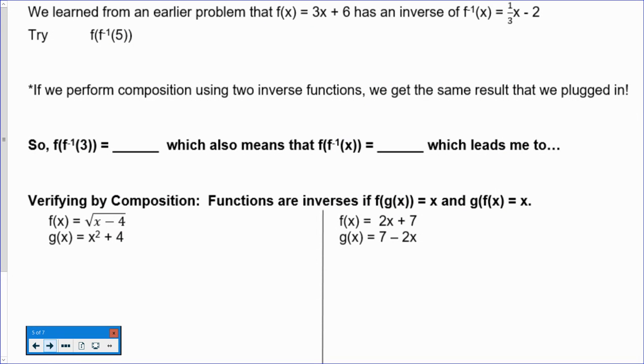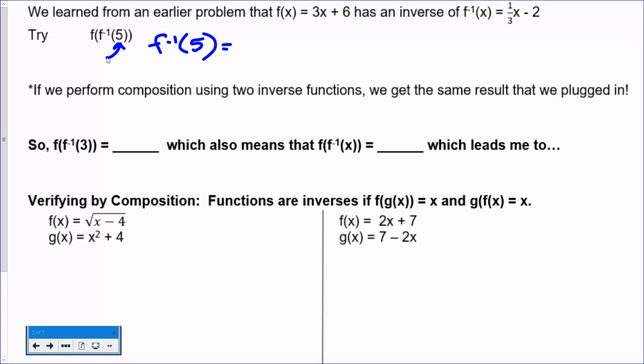All right, so for what we just looked at in the earlier problem, that f of x equals 3x plus 6, we know that would have an inverse of 1/3 x minus 2. If we use composition, so that's when I plug a function into another function, but I know the input that I'm wanting to plug in, something special will happen.